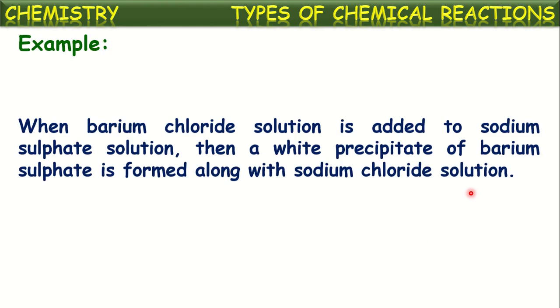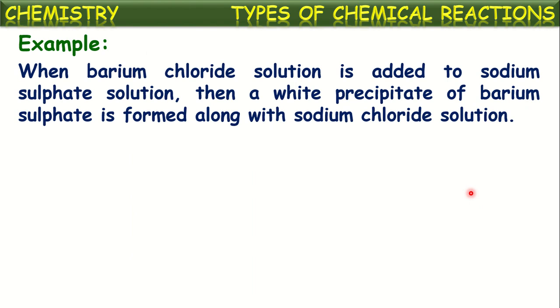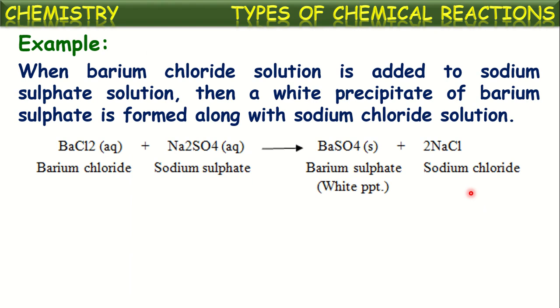Let us see an example for this. When barium chloride solution is added to sodium sulfate solution, then a white precipitate of barium sulfate is formed along with sodium chloride. See here, barium chloride is a compound, sodium sulfate is another compound. When these two are combining, they are exchanging their radicals, their ions mutually. This chlorine comes and combines with sodium and forms sodium chloride. And here the sulfate ion comes and combines with barium, forming barium sulfate. So two new substances are formed.